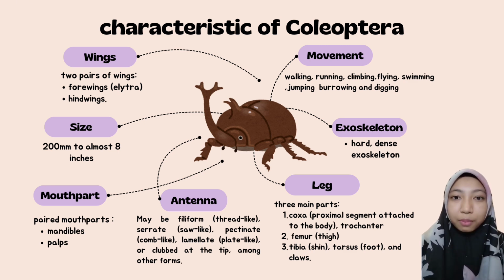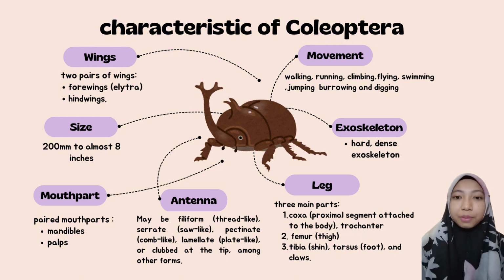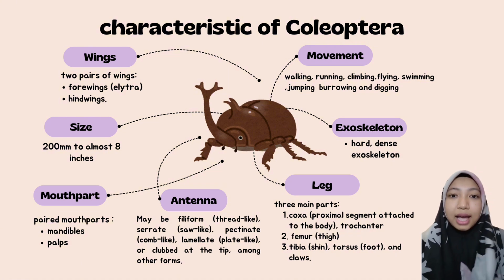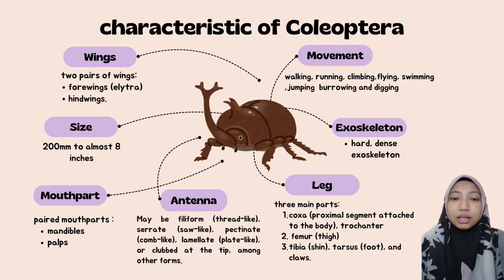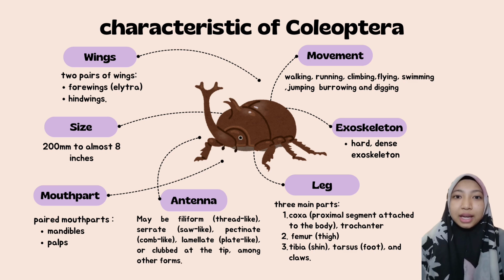The third one is mouthparts. Beetles have mandibulate mouthparts, meaning they possess prominent mandibles used for biting and chewing. These mandibles are well developed and can vary in size and shape depending on the beetle species and their feeding habit. Palps aid in manipulating food and sensing chemical cues. The next one is antennae, which may be filiform (thread-like), serrate (saw-like), pectinate (comb-like), lamellate (plate-like), or clubbed at the tip, among other forms.